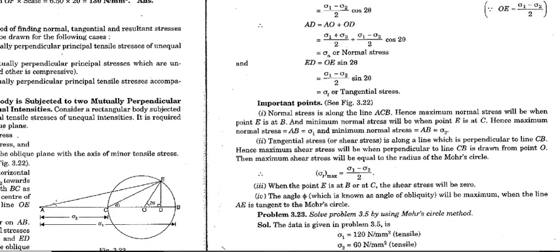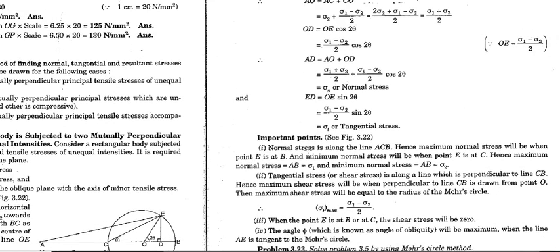Now as I have told you, AD equals sigma n, and this is equal to AC plus CO plus OD. When you add all of these three together, you get the value of AD, which is the normal stress, equal to sigma 1 plus sigma 2 over 2 plus sigma 1 minus sigma 2 over 2 cos 2 theta. And this is the same formula that we obtained during the analytical method.